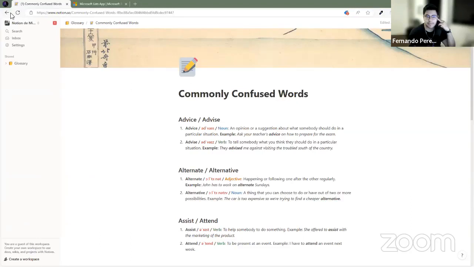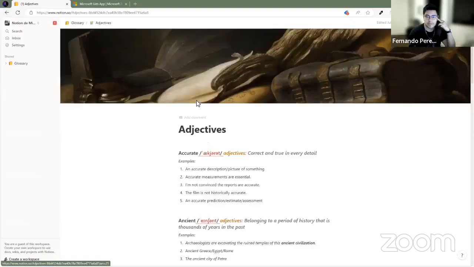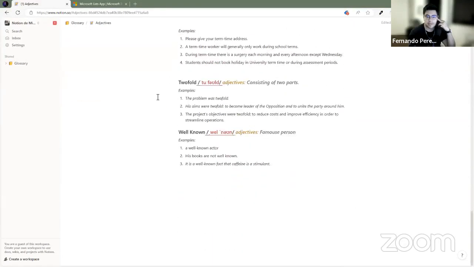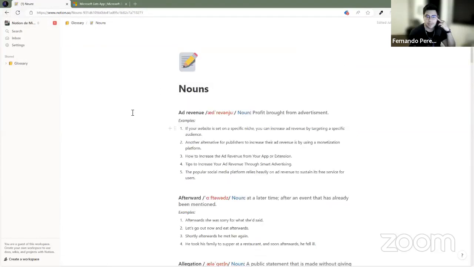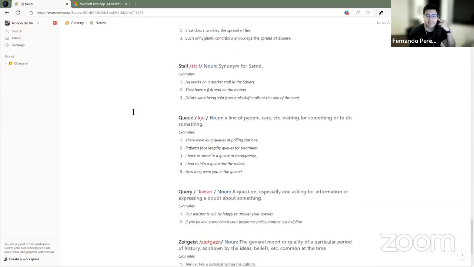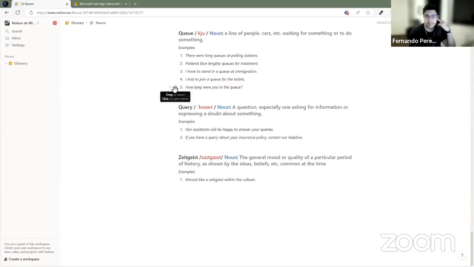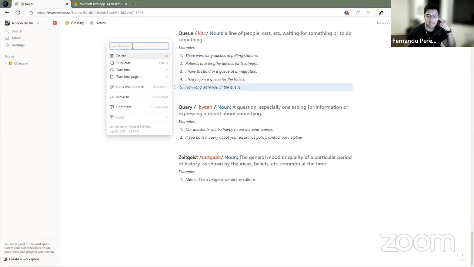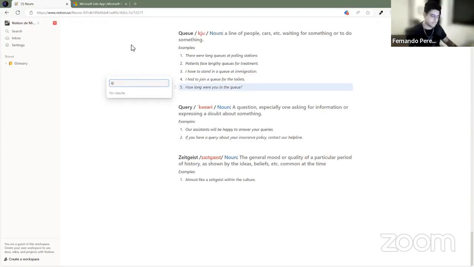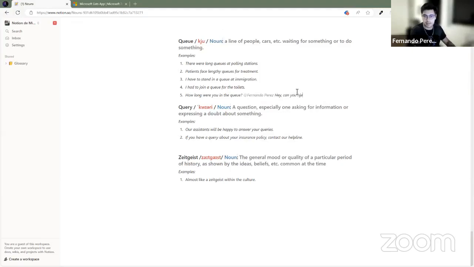Make sense? Now we have some adjectives here. All her vocabulary is here. Super cool. And nouns. And every time she has a question, she can call me. For example, you can click on this one and you can add the teacher. You need to write it over here. You mention me and you say, hey, can you help me? Check this is correct. Automatically I receive a notification and I can verify your examples. That's why I recommend it.